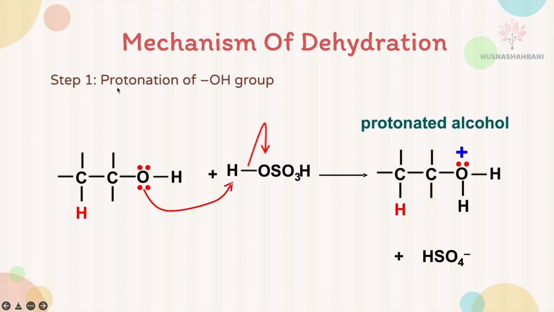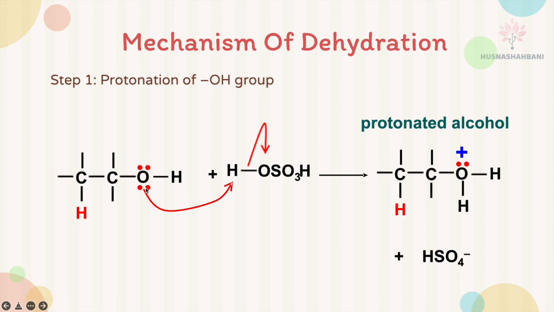Step number 1 is protonation of the OH group. Protonation means giving a proton to the OH group. The proton here is in the form of H+, which means we want to add the H+ to the OH group. At the hydroxyl group, we know that the oxygen is the electron-rich site. This is the nucleophilic site, because this oxygen has 2 lone pairs of electrons.